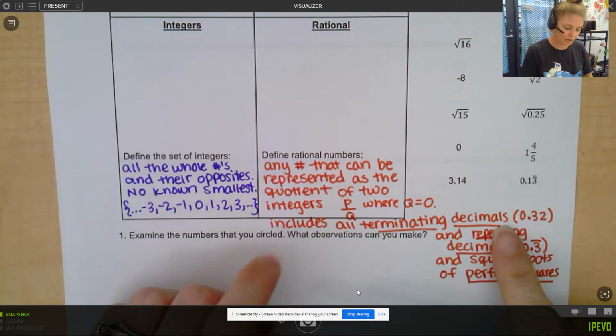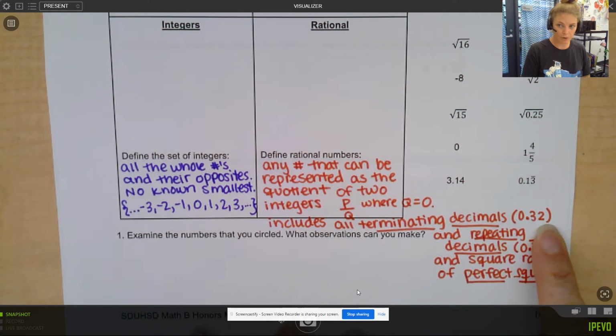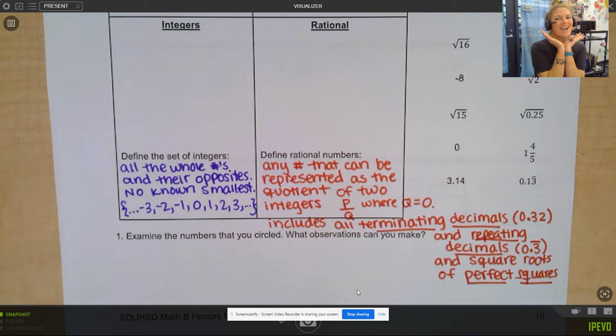So this includes all terminating decimals like 0.32, 32 hundredths, right? 0.25, 1/4. So terminating means the decimal ends. Like, that's it. That's all she wrote. And then repeating decimals like 0.3 repeating with a bar over it. And of course, square roots of perfect squares, because that's what we've been exploring this module.